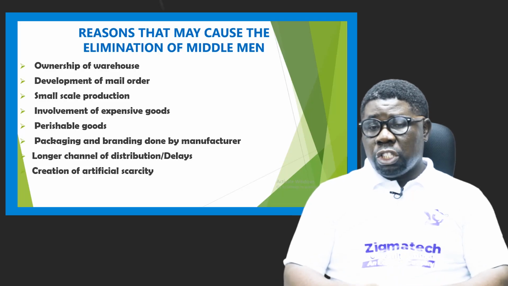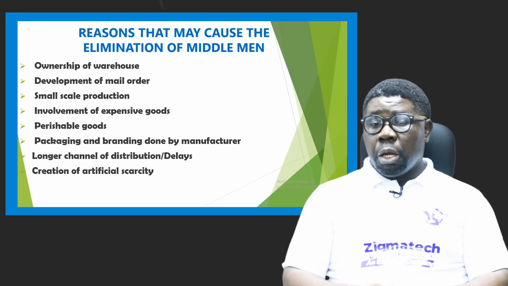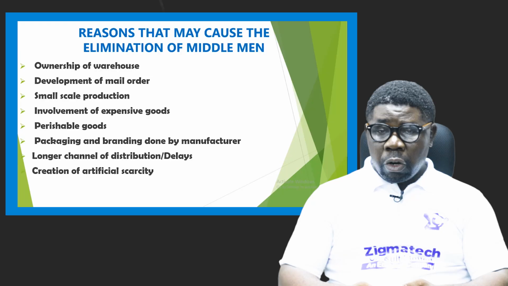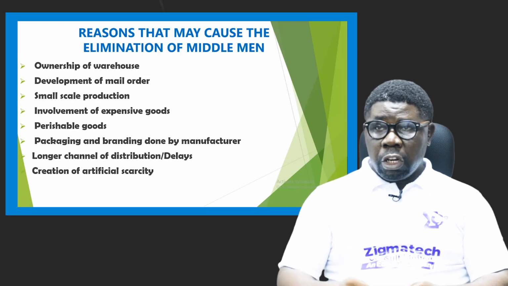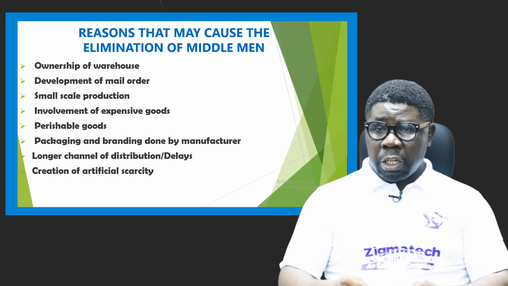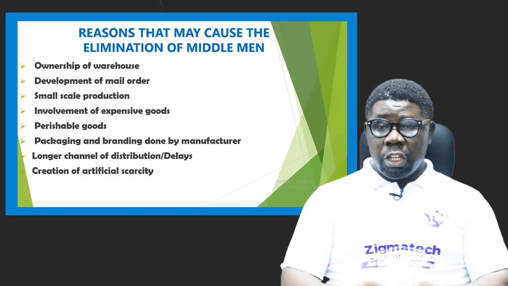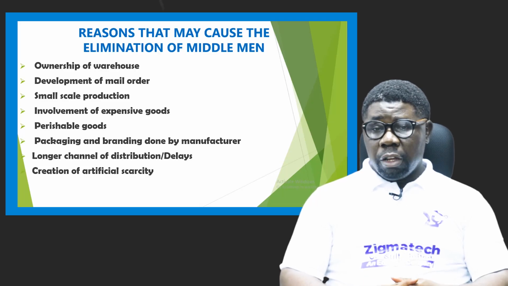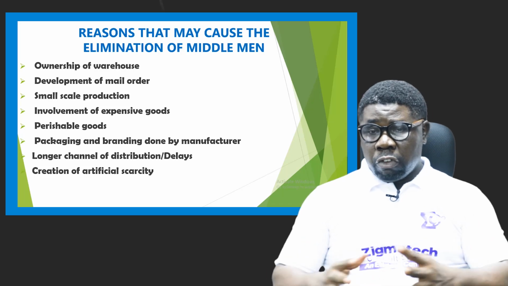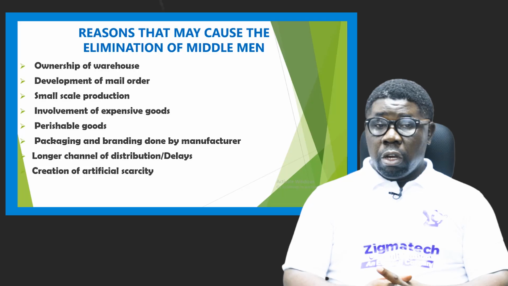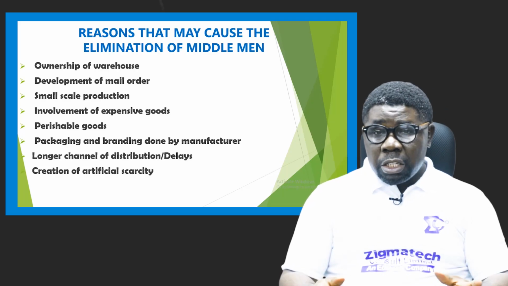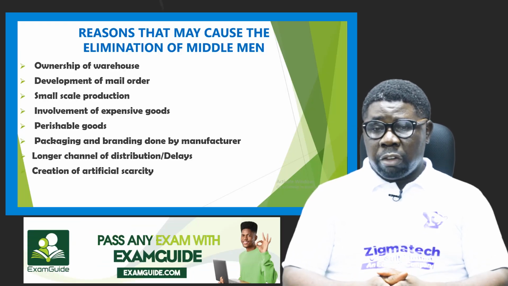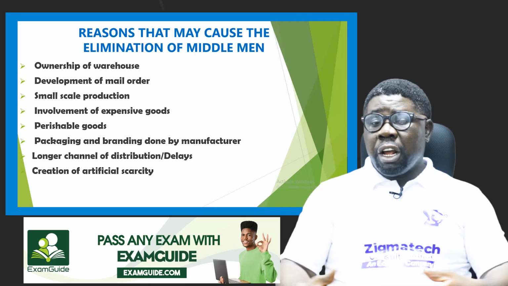Longer channel of distribution, delays in delivery, of course, may be a reason why they also need to be eliminated, right? When you have a longer chain from manufacturer to manufacturer's depot, then manufacturer's depot to an agent, an agent to a wholesaler, wholesaler to retailer, retailer to maybe another retailer, of course, in this case, it's a longer chain, and the price will definitely go higher. So when there's a delay in distributing the goods because of a longer chain of distribution, you may have to cut it short. So the manufacturer will decide to do what? To eliminate these middlemen and make sure that the goods get delivered faster to enhance or increase production as well.